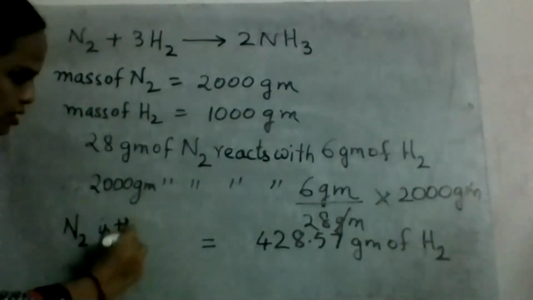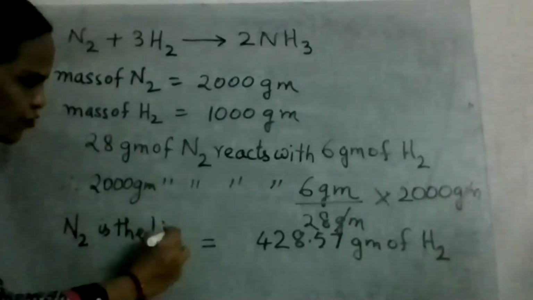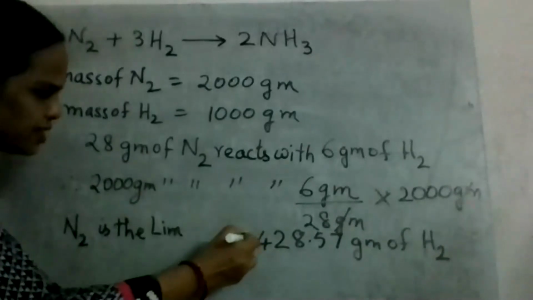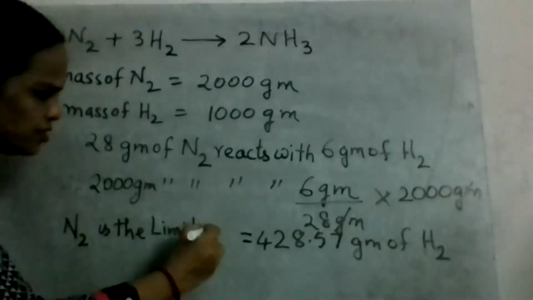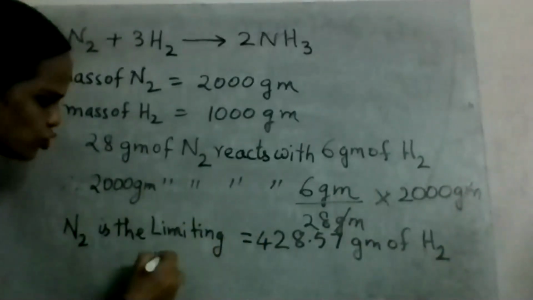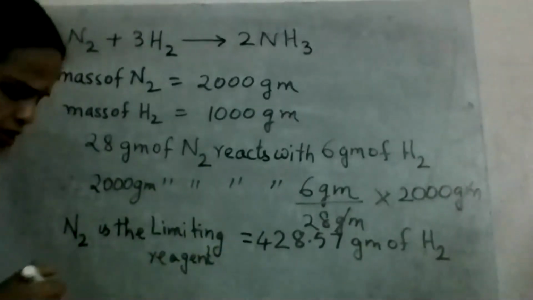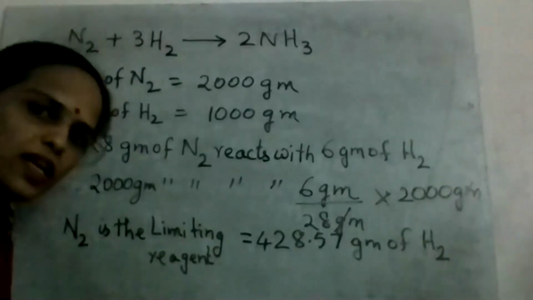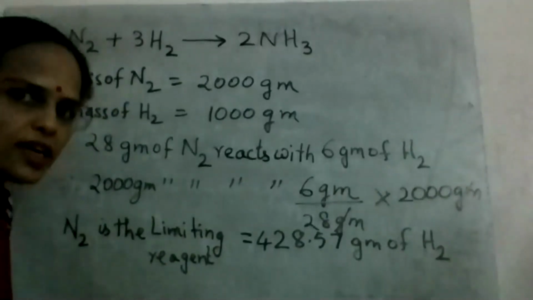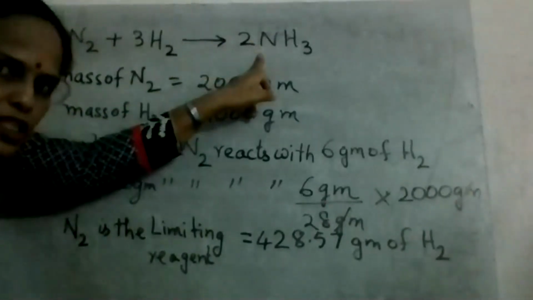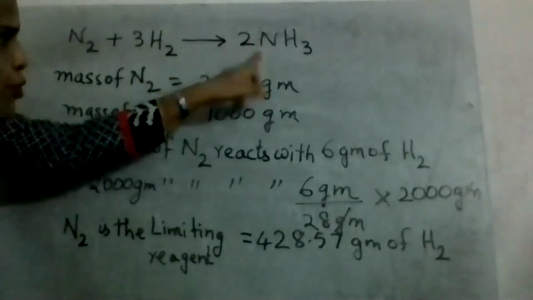Nitrogen is the limiting reagent. So firstly, you need to find out which will act as your limiting reagent there. So the limiting reagent is your nitrogen. Till here it's clear, I hope. So first find out which will act as your limiting reagent. Nitrogen is the limiting reagent, and this nitrogen will be responsible for the formation of the product.